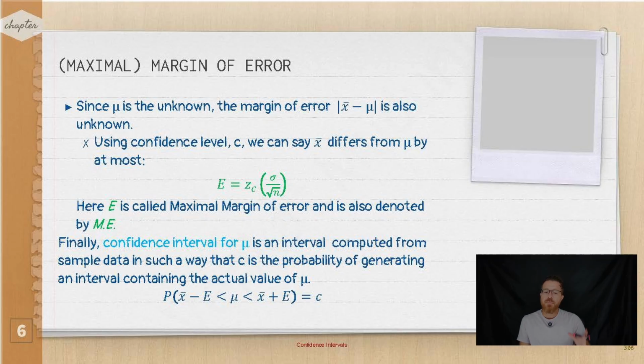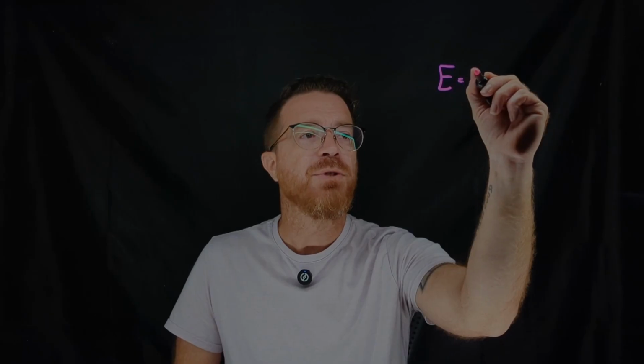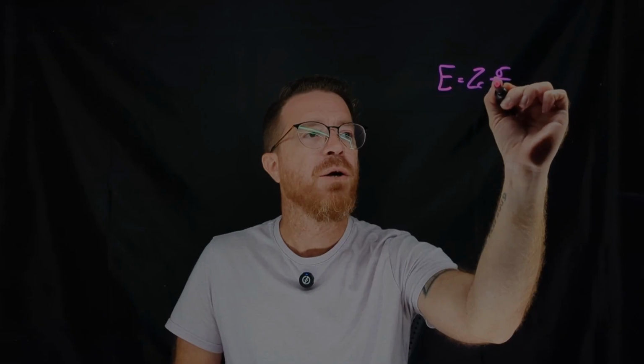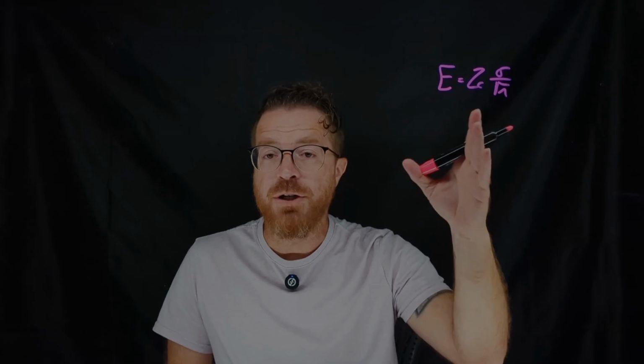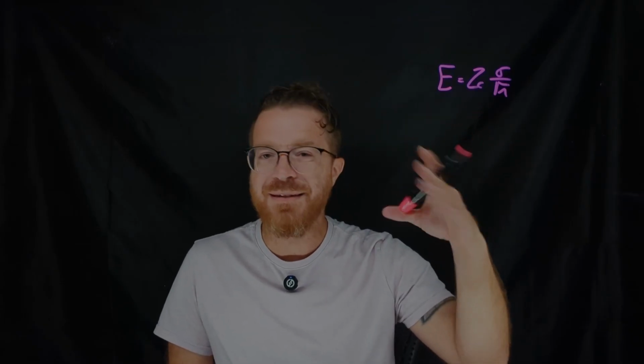So let's talk a little bit more about that maximal margin of error. Since mu is unknown, our margin of error, which is the absolute value of x bar minus mu because we just want the magnitude, is also unknown. So we're going to use the maximal margin of error, or the worst case scenario margin of error, based on some level of confidence. We write E, our maximal margin of error, equal to z critical sigma over square root of n. And again, E is called the maximal margin of error. Sometimes you may see places write this as ME for margin of error.